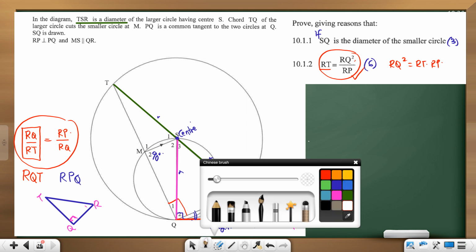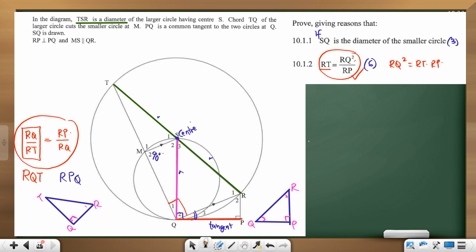Now, if I compare, do you notice I am trying to look at RQT, not in any order? I'm trying to look at triangle what? PQR, not in an arranged order. I have R1, I have Q1, which is Q1 plus Q2, and I have angle T. It's not in order. I have P2, I have Q3. No, sorry, I have R. I have R2 and I have P.